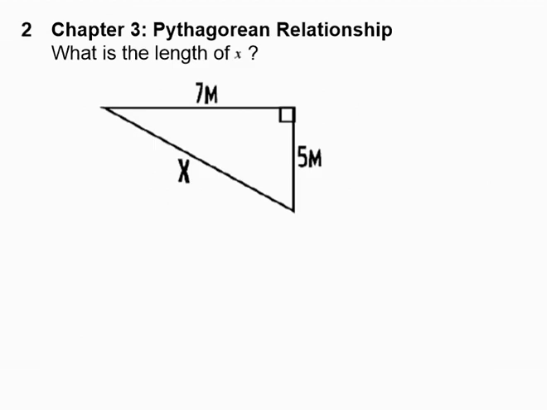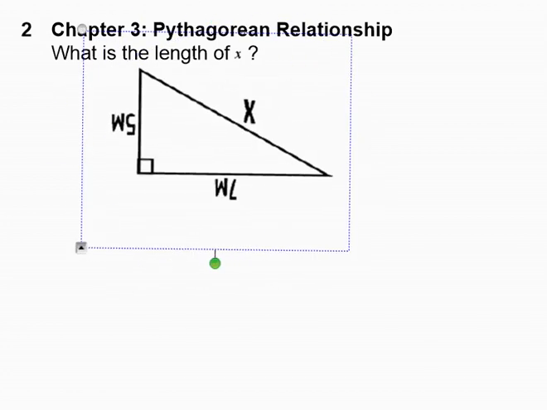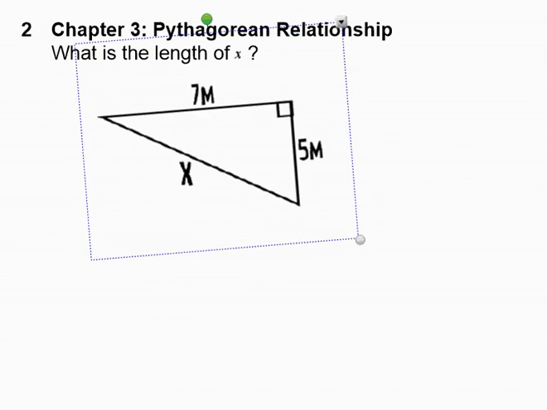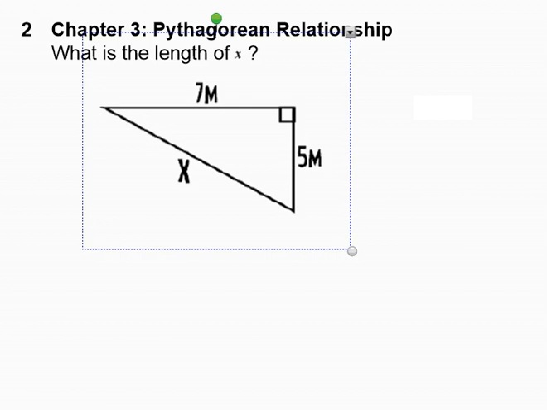And question 2 from Pythagoras, what is the length of x? So in order for us to see that, I'm going to rotate this. And usually we can see it this way better, but we see the hypotenuse is x, right? If we see it this way, sometimes we get confused as to where the hypotenuse is. But remember, the hypotenuse is always opposite the 90-degree angle.